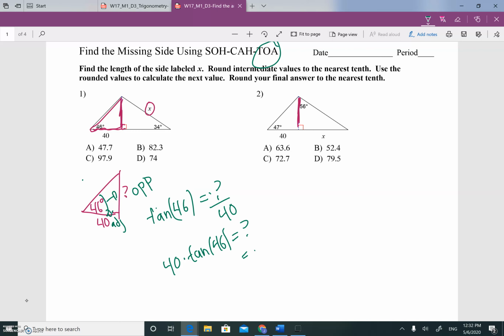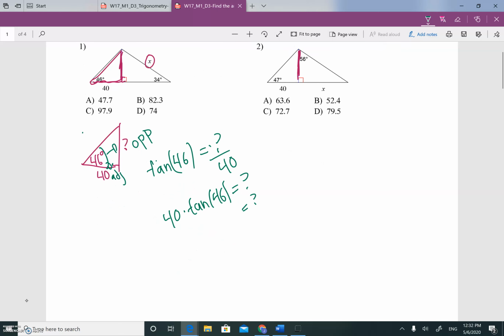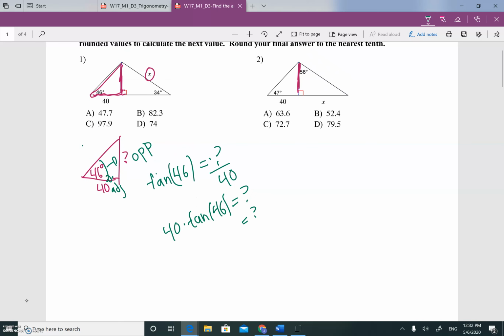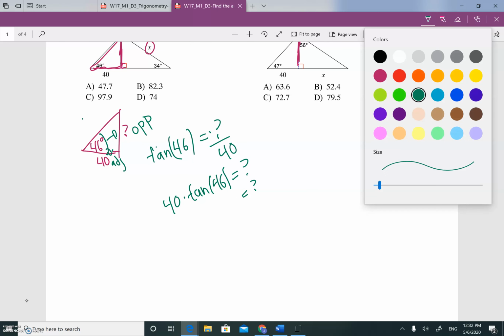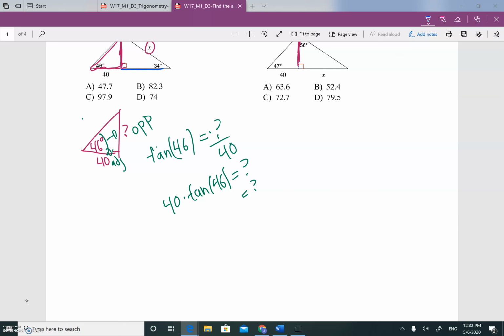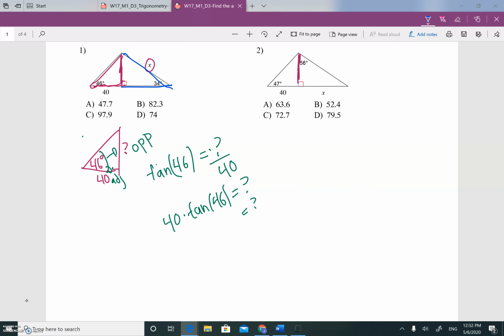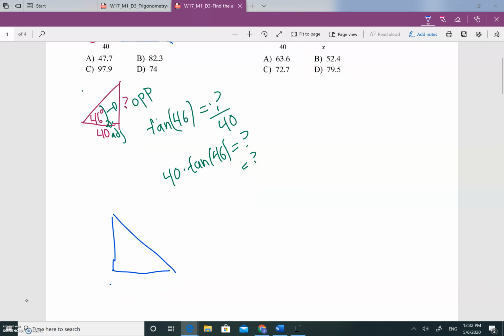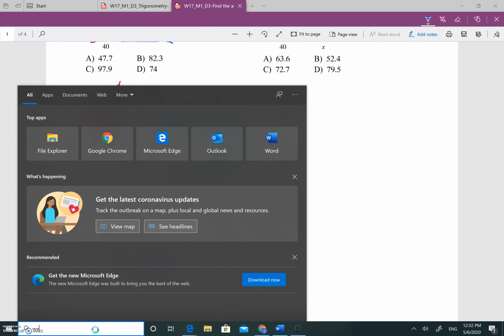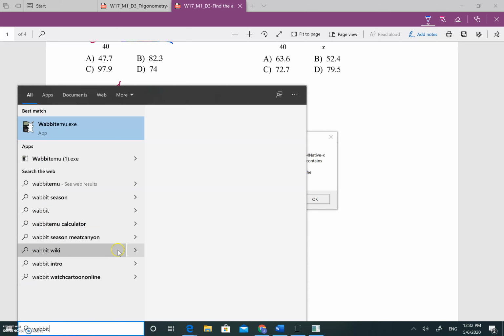I have to put this in the calculator, and once I have that done, I have to use it for my other triangle. So now I have to draw the other triangle. I'm going to draw it in blue. So it's going to be this one over here. I'm going to draw it here. That's going to be 34. And let's use our calculator.